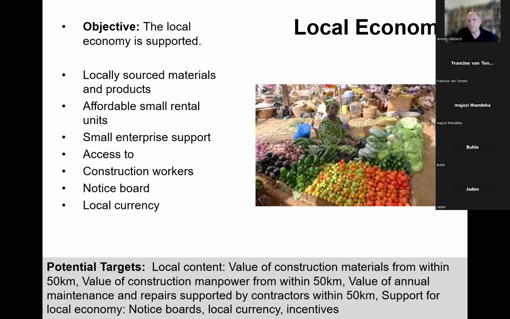So the things you can provide, you can look at how you support local entrepreneurs through locally sourced materials and products. You can create small rental units, so you can support small entrepreneurs, manufacturers locally. And places like London have done this very successfully. The arches under the train tracks have been used to generate a lot of small businesses because they've had very cheap rent and created lots of innovative new industries. So again, using local contractors, notice boards.